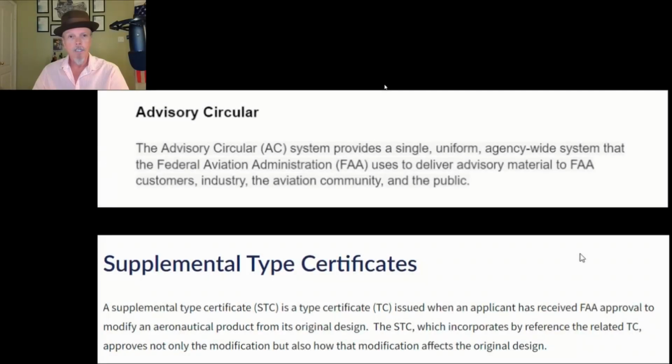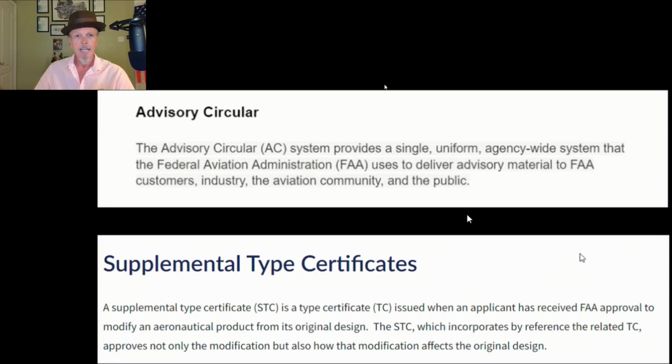First, let's look at what some of these documents that I'm talking about that we may or may not look into actually mean. So one of the first ones we have here is an advisory circular. The advisory circular, or the AC system, provides a single uniform agency-wide system that the Federal Aviation Administration uses to deliver advisory material to the FAA, customers, industry, the aviation community, and the public. So it's just a way of giving some information out.